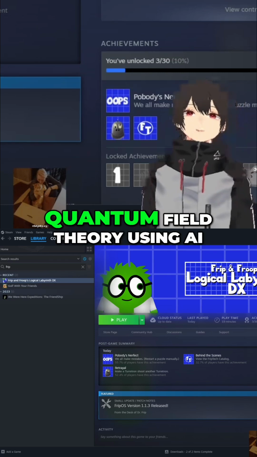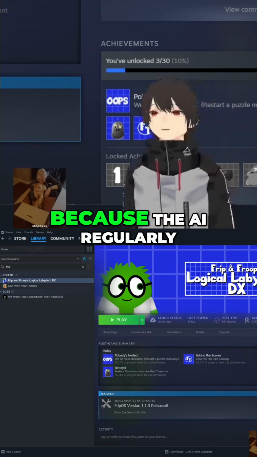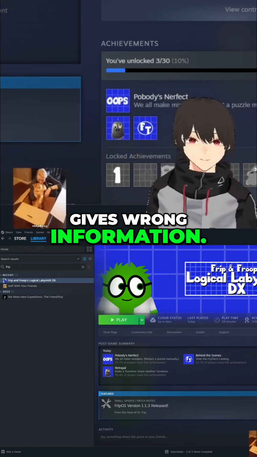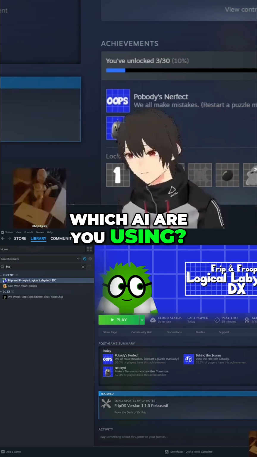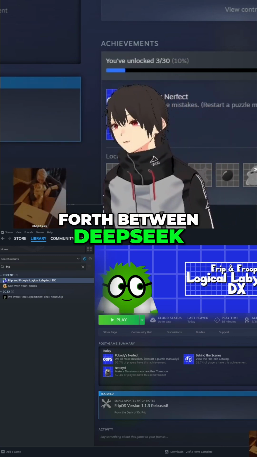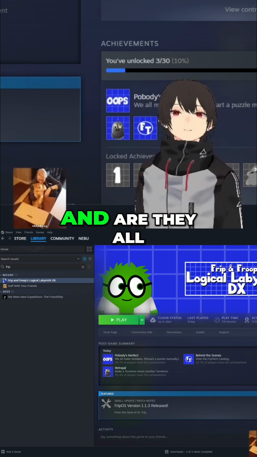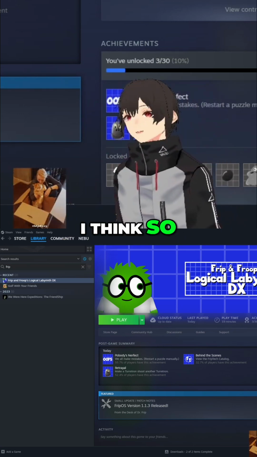I'm struggling to learn quantum field theory using AI because the AI regularly gives wrong information. Oh no. Which AI are you using? I'm switching back and forth between DeepSeek, ChatGPT, and Claude. And are they all giving you wrong information? I think so. Got this note here.